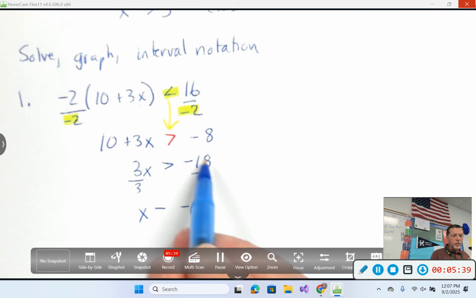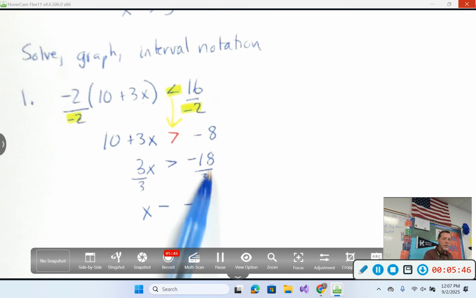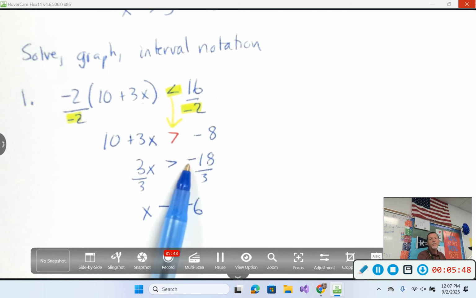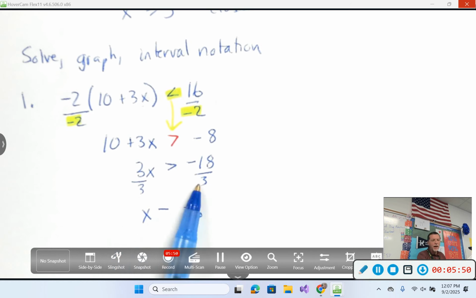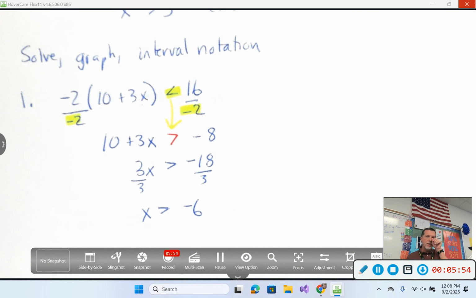Okay, this is what throws people off. Some people don't ever do it. That's wrong. Other people do it too often, and this would be a spot where they do it when they don't need to. Only when you're dividing by a negative number would you flip it. So x is greater than negative 6.